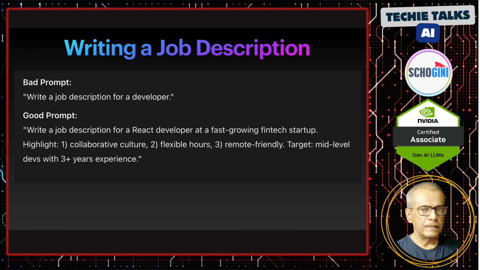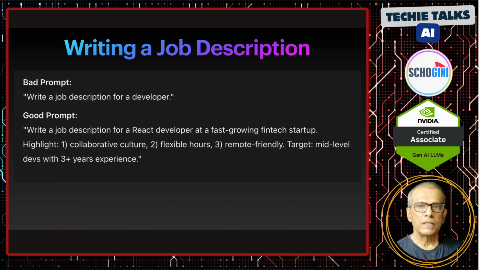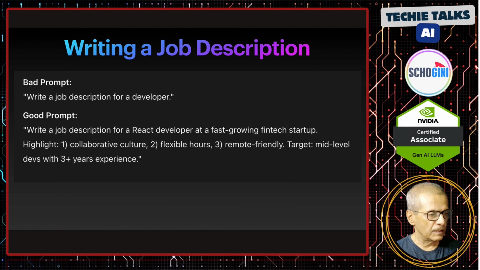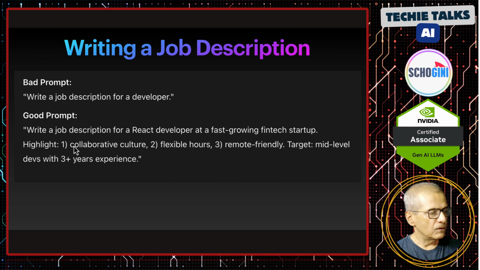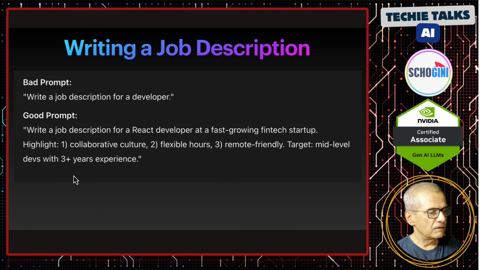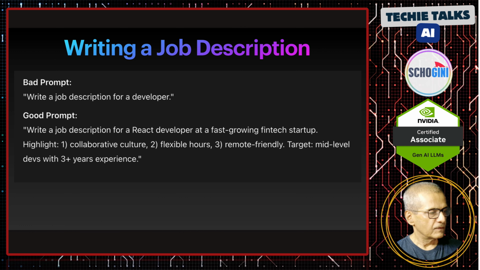Next, writing a job description. A bad prompt is, write a job description for a developer. Instead, write a job description for a React developer at a fast-growing fintech startup. Highlight 1 collaborative culture, 2 flexible hours, 3 remote friendly. Target mid-level developers with 3+ years experience. See the difference?